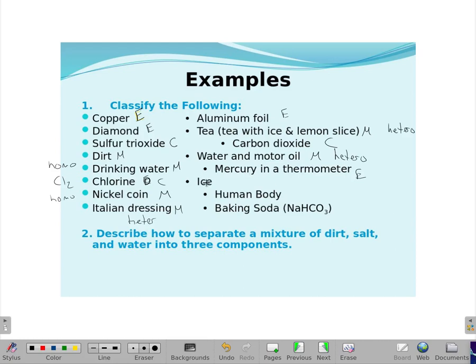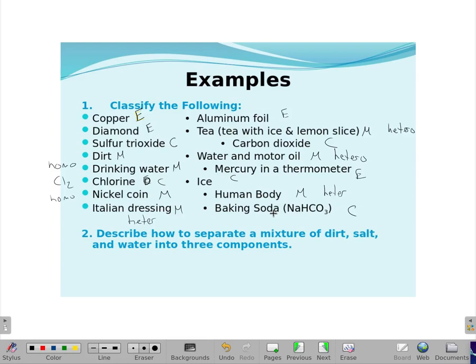How about ice? Now, it's a compound. It is water. It's just in the solid form. Human body. Definitely a mixture. Definitely heterogeneous. And then last one on here, baking soda. For the most part, that is a compound. Now, baking soda we get at the stores probably has some impurities in it, but for the most part, it is relatively pure baking soda.